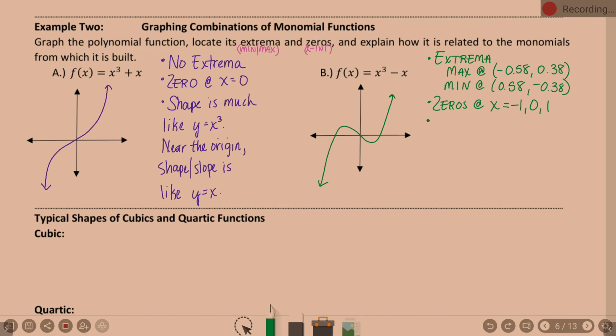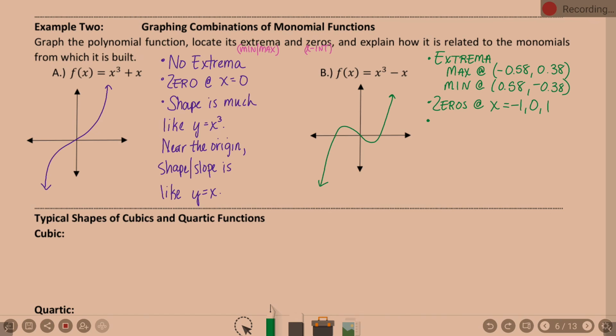Yeah. My blue graph is the original graph this time. The black one is my y equals negative x. If you notice at the origin, if I get on there and trace, I'm following the black line, aren't I? Okay, so same thing as last time. Overall the shape is like y equals x to the third, but near the origin, the slope takes on that of y equals negative x.